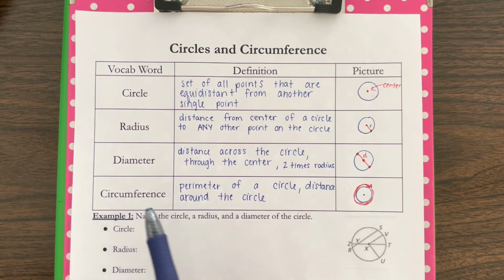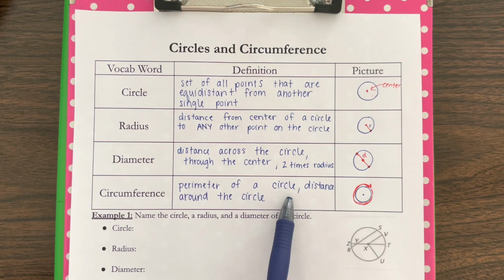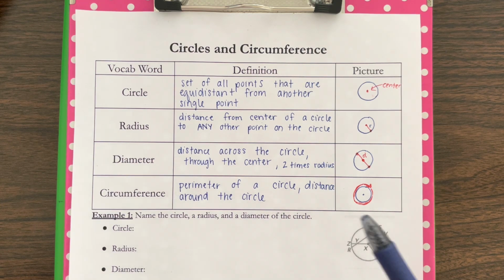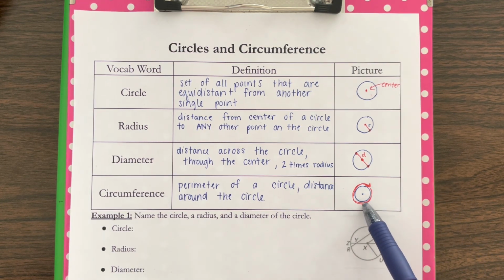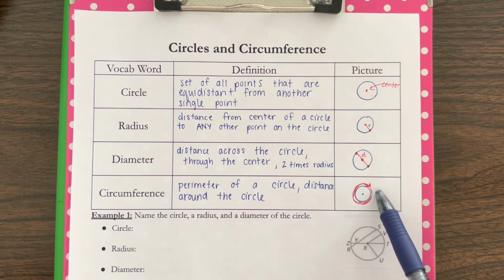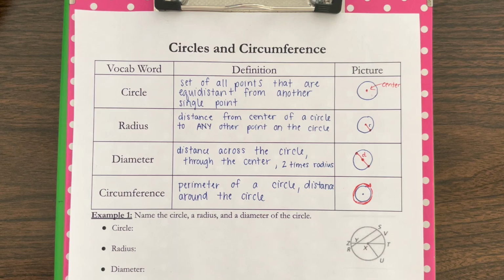The circumference is the perimeter of a circle. In other words, that's the distance around the circle. So if you were to measure the outside of the circle with a measuring tape, that would tell us the circumference, the distance around.